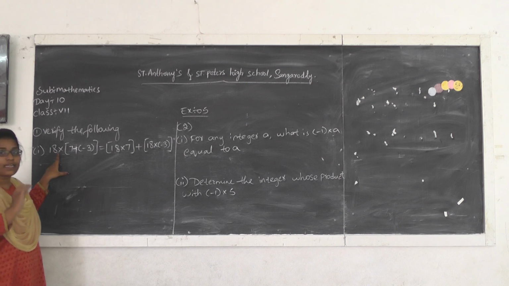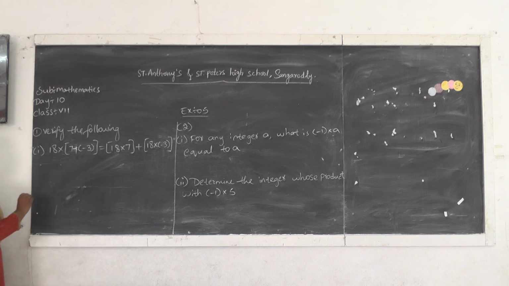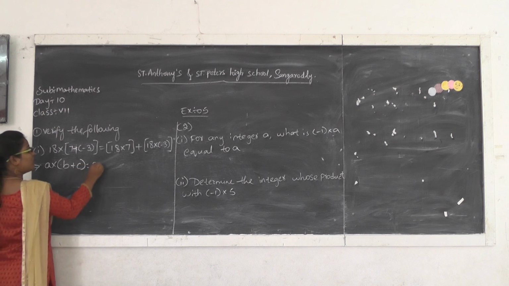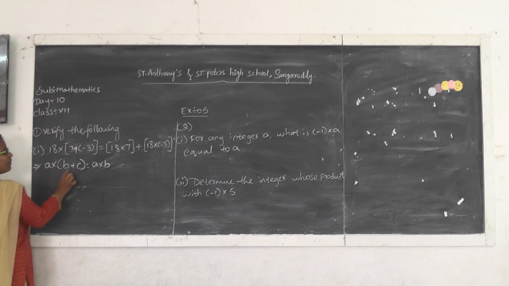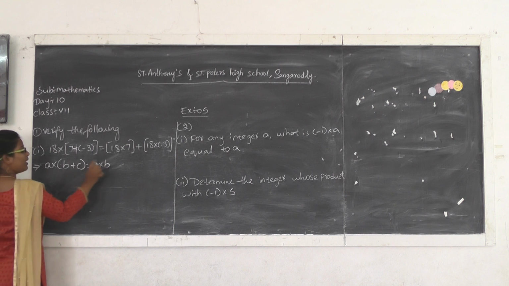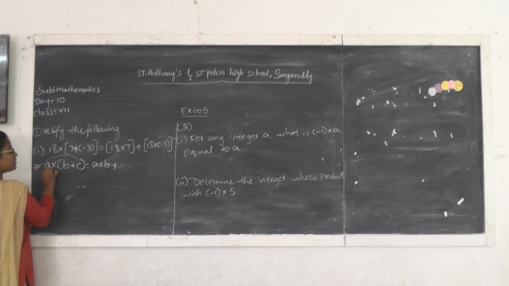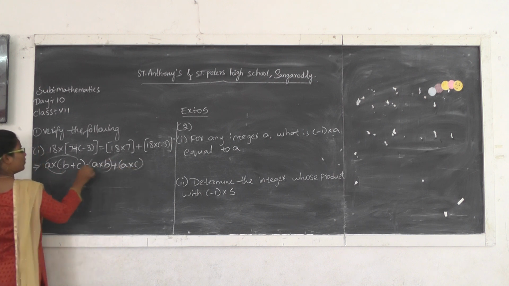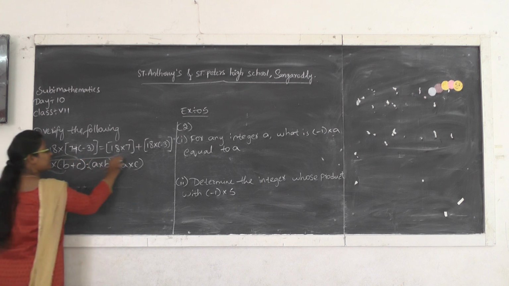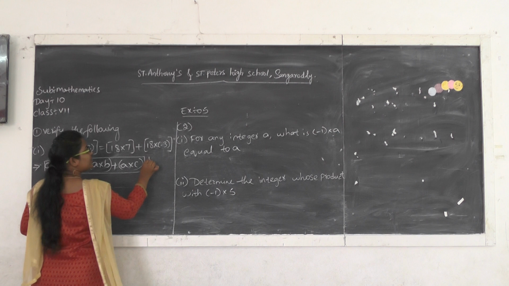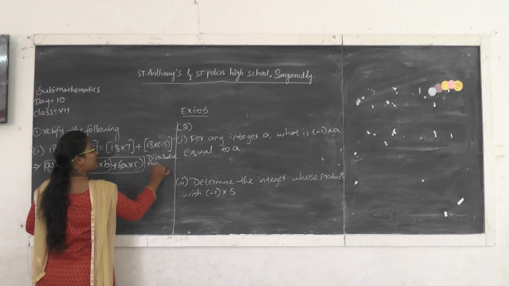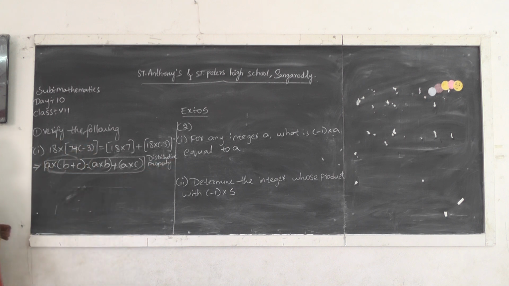Let us see whether it satisfies or not. We have to do verification. First, which property is it? It is the distributive property. It is similar to A into (B plus C) equal to A into B plus A into C, like this. So this comes under the distributive property. Let's solve it.